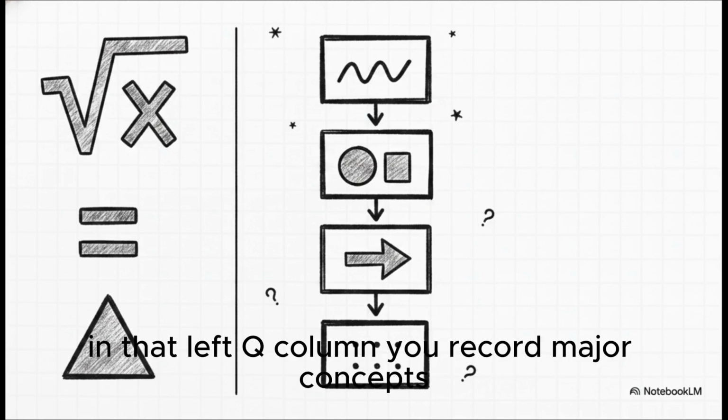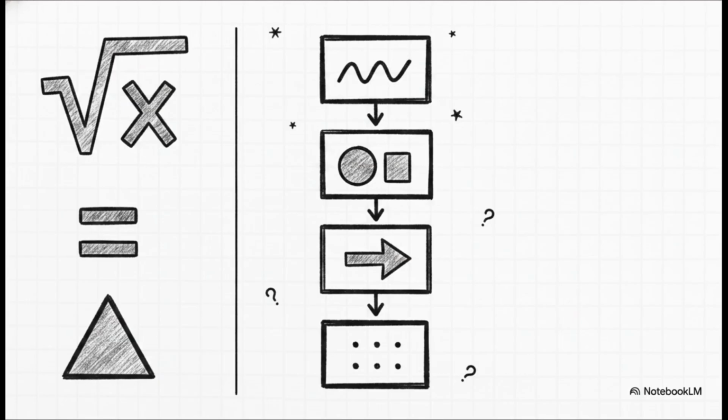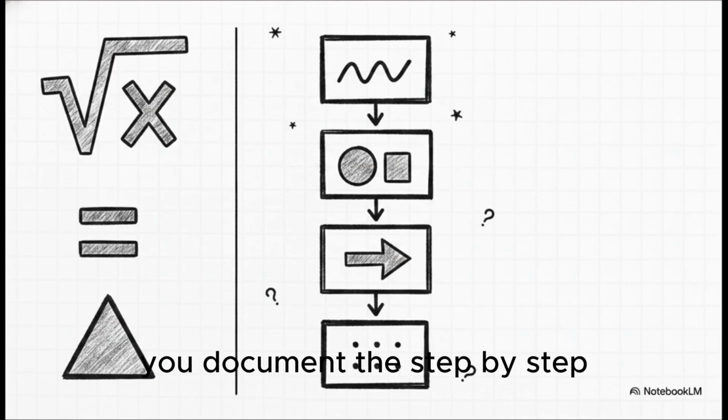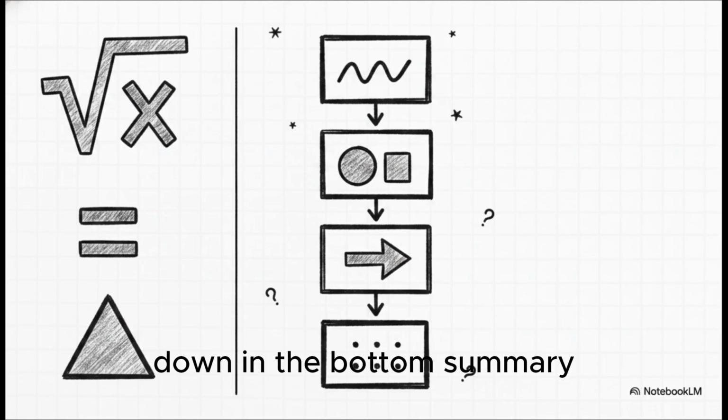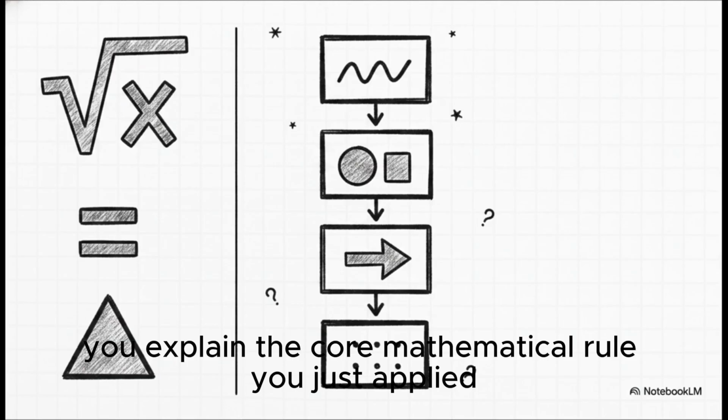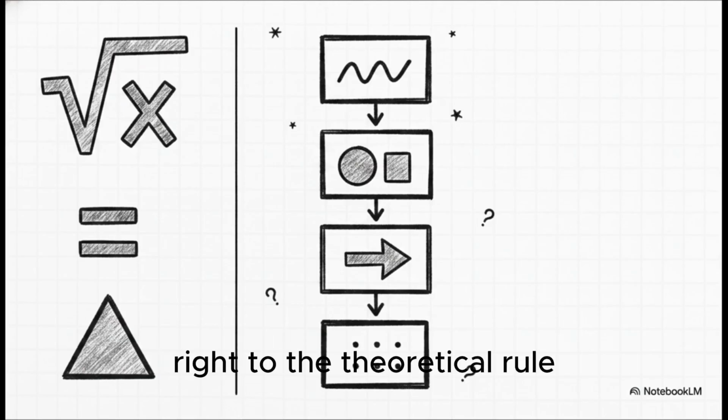In that left Q column, you record major concepts, formulas, and definitions. Then, right next to it in the notes column, you document the step-by-step solutions for your sample problems. Down in the bottom summary, you explain the core mathematical rule you just applied. It perfectly maps the practical execution right to the theoretical rule.